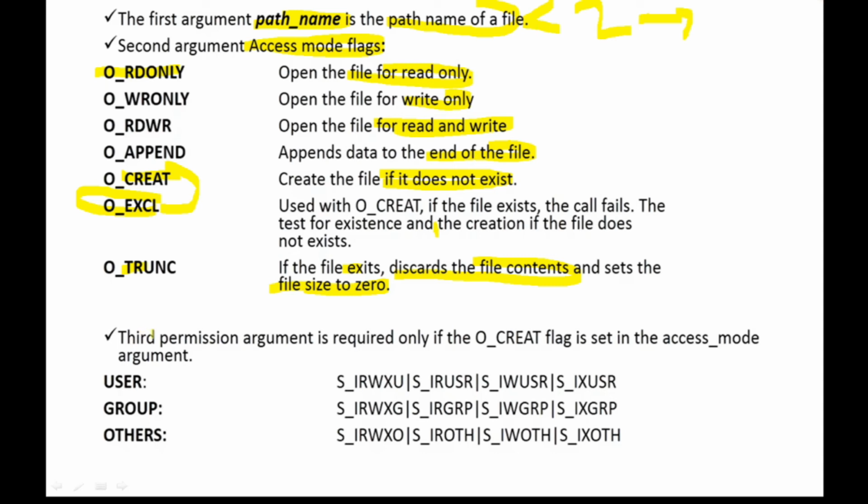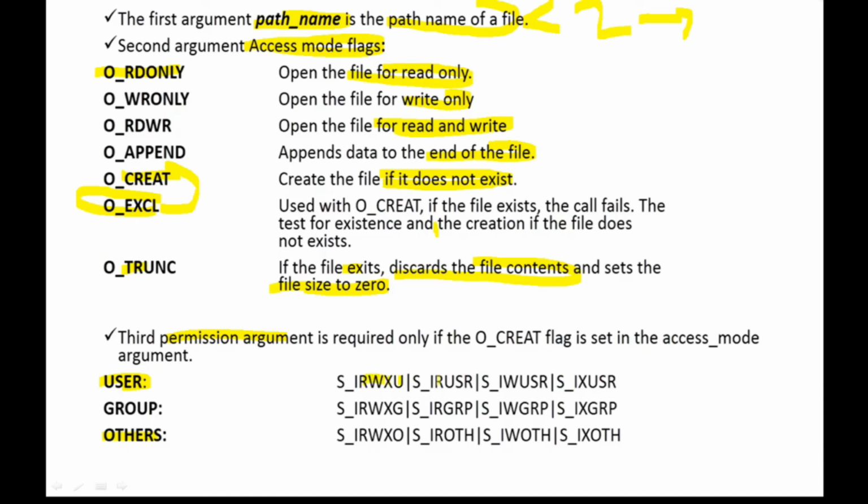Then the third argument is the permission. Here it is required only if the O_CREAT flag is set in the access mode argument. So here three types of users are there: user, group, and others. And three types of permissions: read, write, and execute. If you want to give read, write, and execute permission all to the user, you just have to use this one here: read, write, and execute to the user.